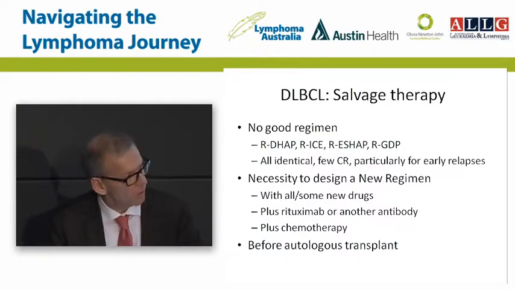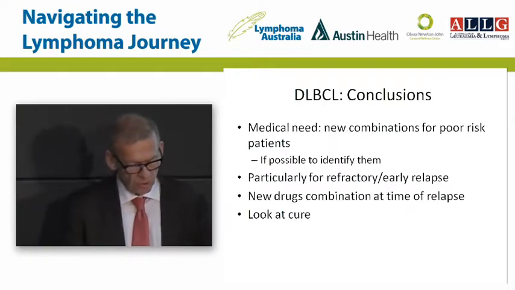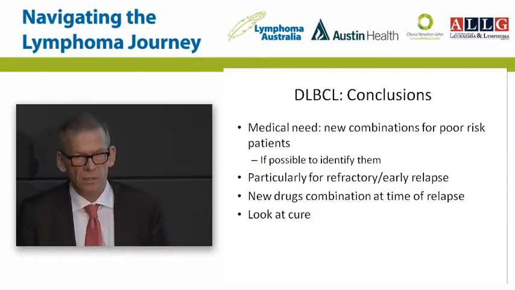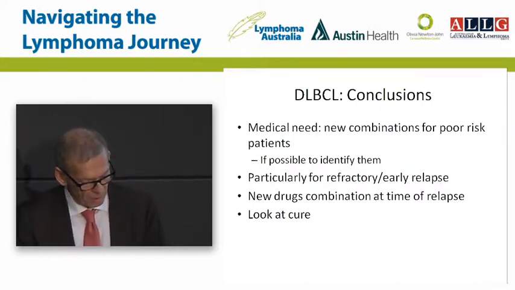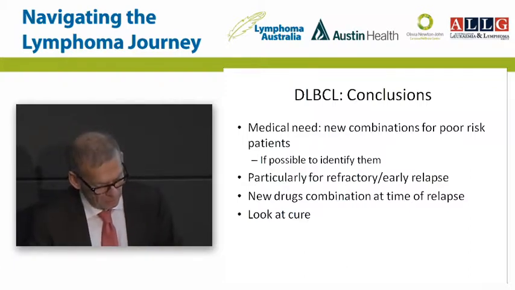So I don't want to talk about relapse. You hear more about relapse later on. Just want to summarize what is the current stage of this particular disease, diffuse large B-cell lymphoma. So we need new combinations for these 30 to 40% of patients who do not do that well.